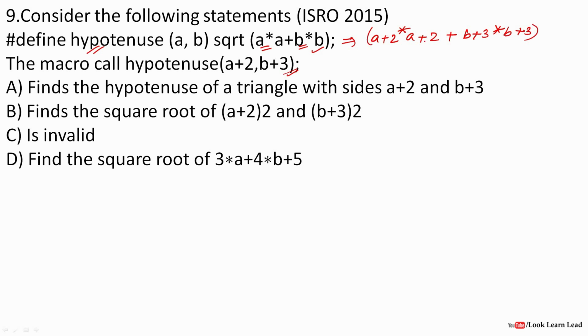Okay, so now let's see. Multiplication would be given higher precedence. It is 2a plus a, that is 3 cross a. It is 3b plus b, that is 4 cross b, and 3 plus 2, it is 5 plus 5. So the answer would be D, that is it would calculate the square root of 3a plus 4b plus 5. Okay, this is the answer.